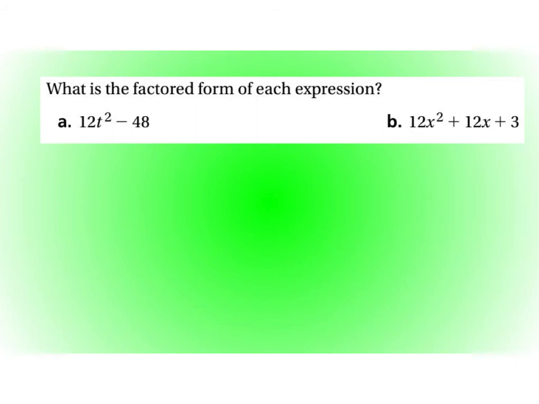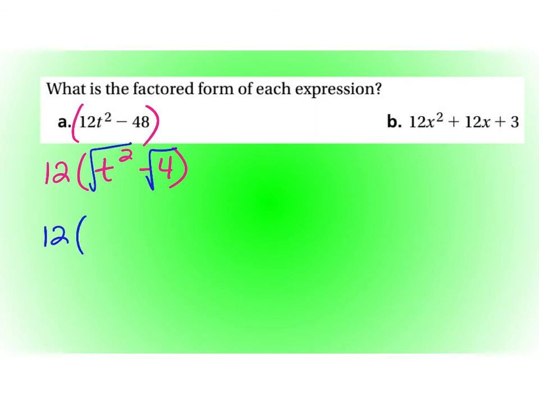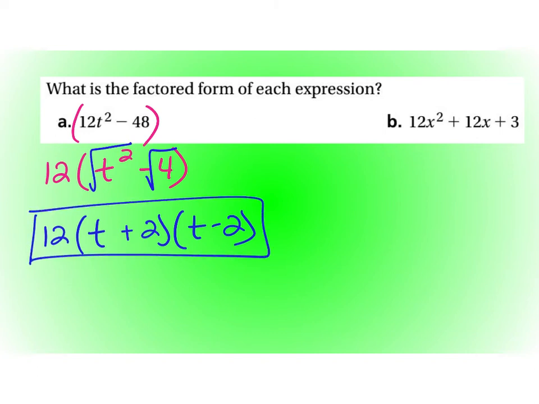All right, let's see what we got here. Now, sometimes it's not always like that. In this case, I do have a value I can factor out of there. I can take a 12 out. So I'm left with t squared minus 4. Now, I don't know about you, but I'd rather work with t squared minus 4 than 12t squared minus 48. So we're going to go into our shortcut. So 12 is going to hang out front. We're going to have t plus 2 and t minus 2 to give us our difference of two squares.